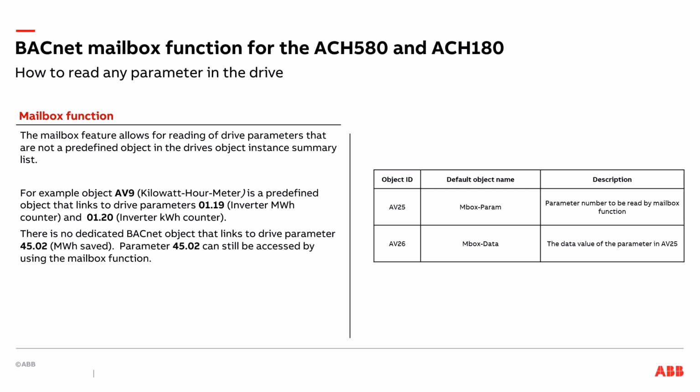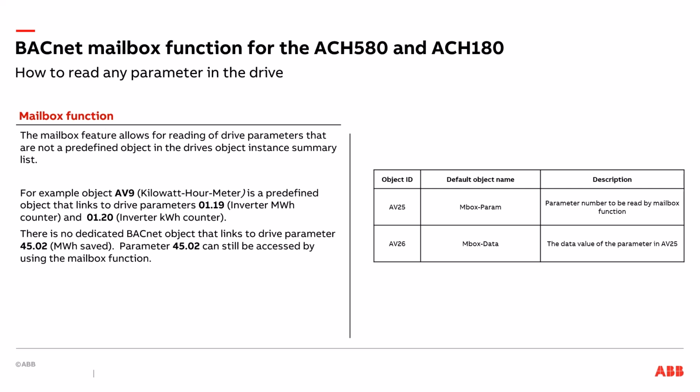Today I'd like to briefly discuss and show you how to use the BACnet mailbox function that's available on both the ACH580 and ACH180 drive. Before I get into the details, I just want to make sure it's clear that this brief presentation is specific to the base ACH580 drive and not the ACH580 Eclipse. There's a different procedure and a different presentation on how to use the mailbox function with the Eclipse bypass.